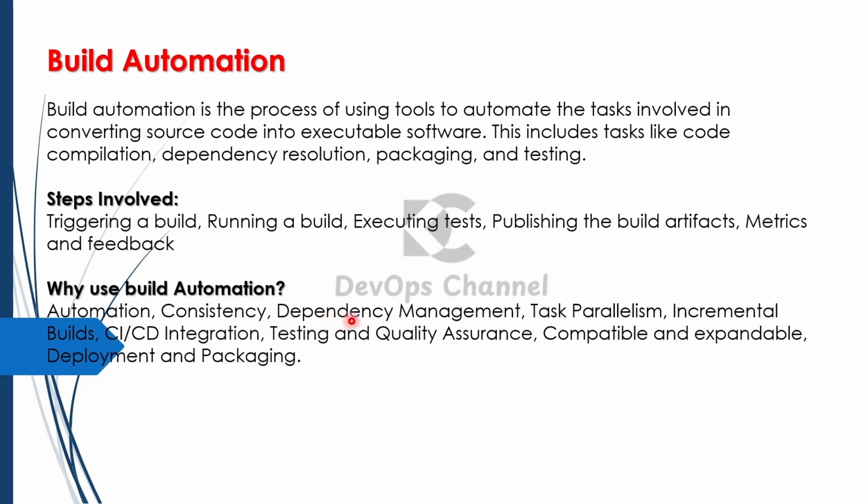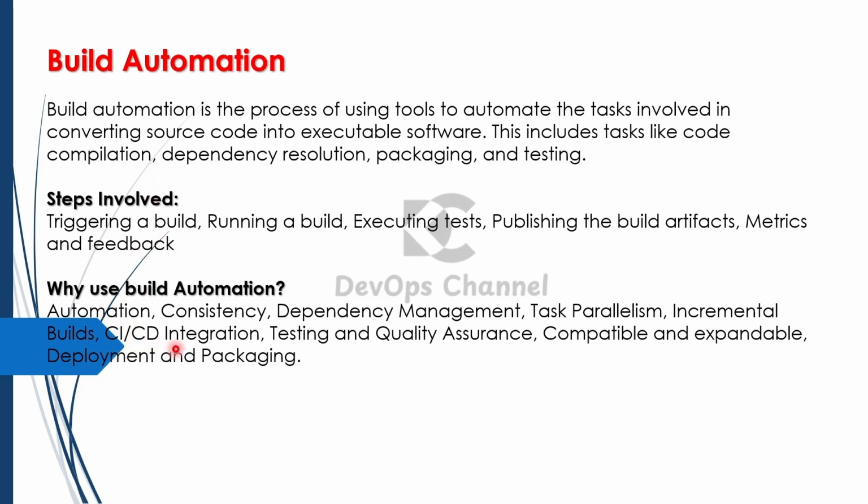Now, the third one is dependency management. Whatever the dependency is for any piece of code, it will resolve it for you. Next, task parallelism: at the same time, you can have multiple builds running. Then incremental build: if you are running a piece of code for a build, you can also integrate another piece of code.